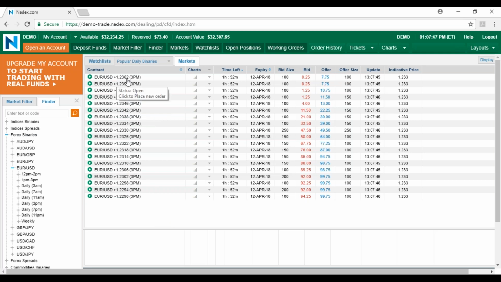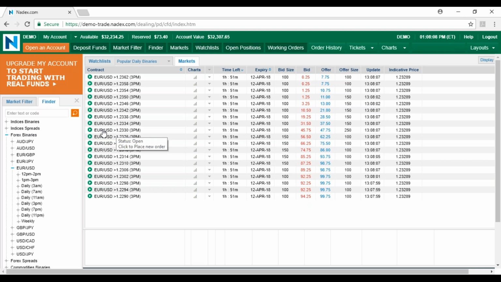The strike being these different numbers here. These are the strike prices. And each one of these is a binary contract. And all a binary contract is, is a statement, right? This statement here says the euro dollar will expire greater than 1.2330 at 3 p.m. Okay, that statement is a binary contract.